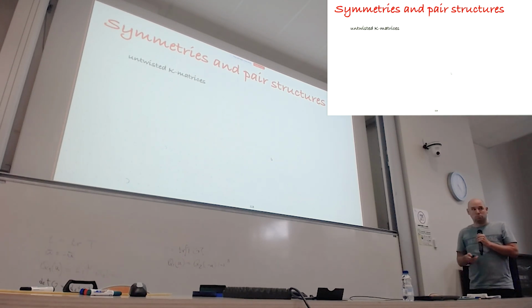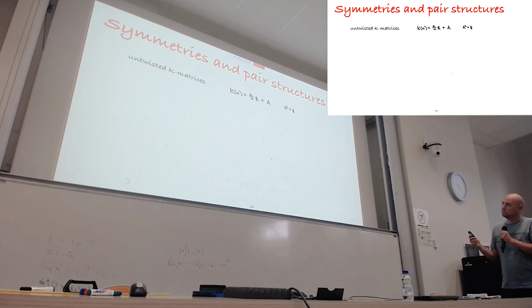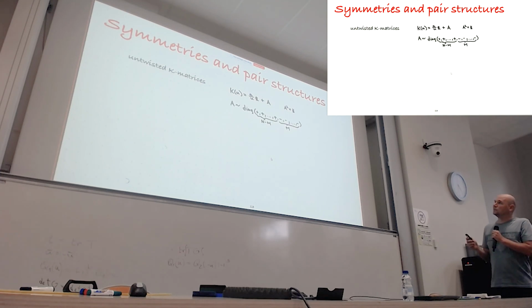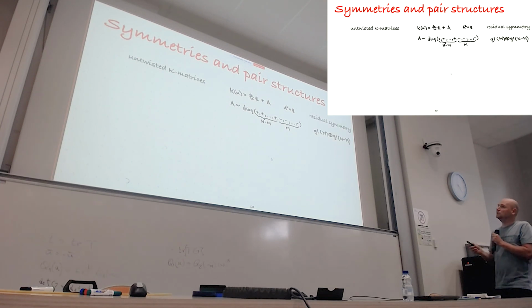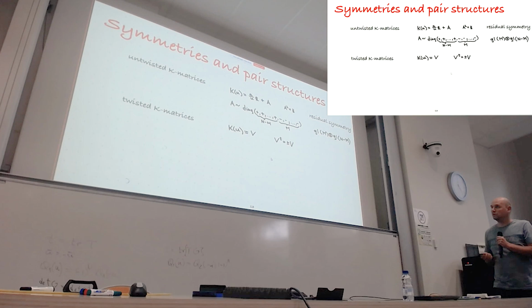Let's see the classification of the solutions of the untwisted boundary Yang-Baxter equation. The general solution has this form, and this A matrix can be diagonalized, and because A squared is 1, the eigenvalues are plus or minus 1, and the number of minus 1s is m. Then the residual symmetry of this K matrix is GL_m plus GL_{N-m}. For the twisted boundary Yang-Baxter equation, the solutions are just constant matrices, and this constant matrix is symmetric or antisymmetric. For the symmetric one, the residual symmetry is O_N. For the antisymmetric one, it is Sp_N.